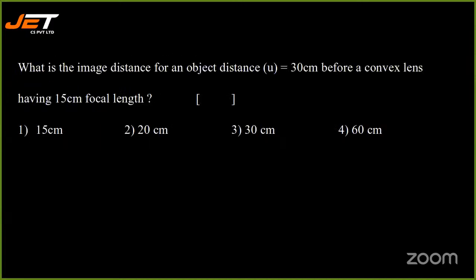Next, what is the image distance for an object distance of 30 centimeters before a convex lens having 15 centimeters focal length? So I told you the lens formula, right? It is 1 by v is equal to 1 by u plus 1 by f. If I have to do that, substitute the value of 30 and the value of 15 and see which answer you get, and tell me what answer you have got. Okay, it is 15 centimeters.